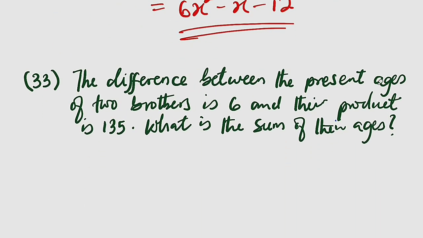Question number 33. The difference between the present ages of two brothers is 6 and their product is 135. We are asked to find the sum of the ages.